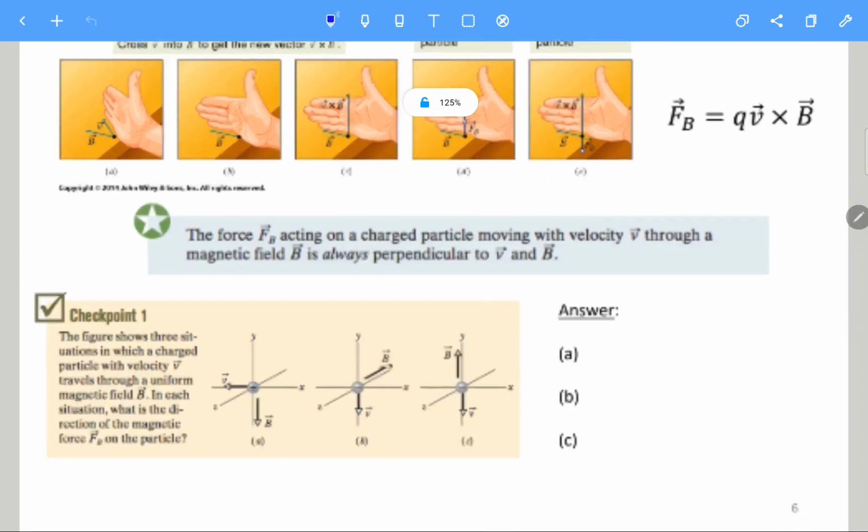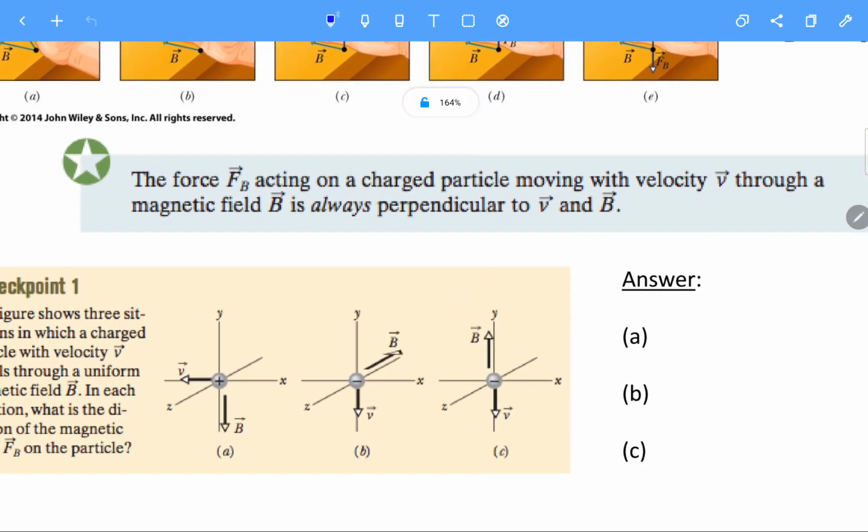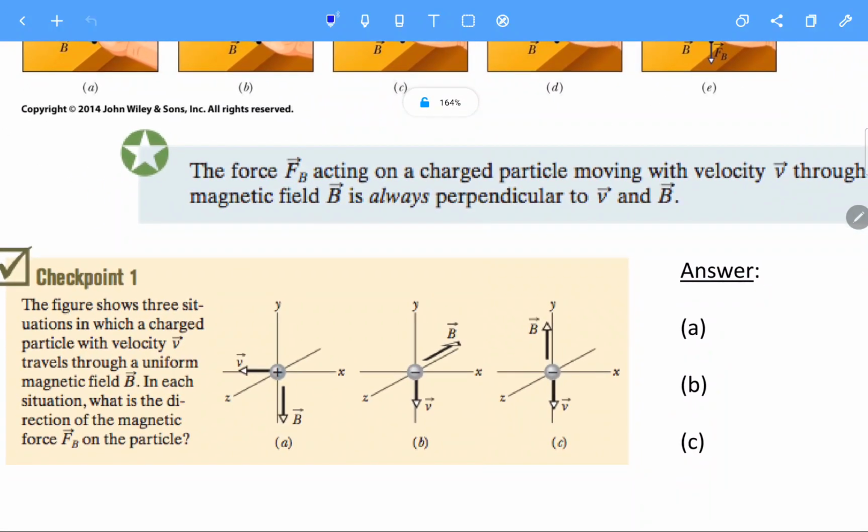So now a quick checkpoint. The figure shows three situations in which a charged particle with velocity v travels through a uniform magnetic field. In each situation, what is the direction of the magnetic force on the particle? For part A, v points to the negative x-axis, B points to the negative y-axis.